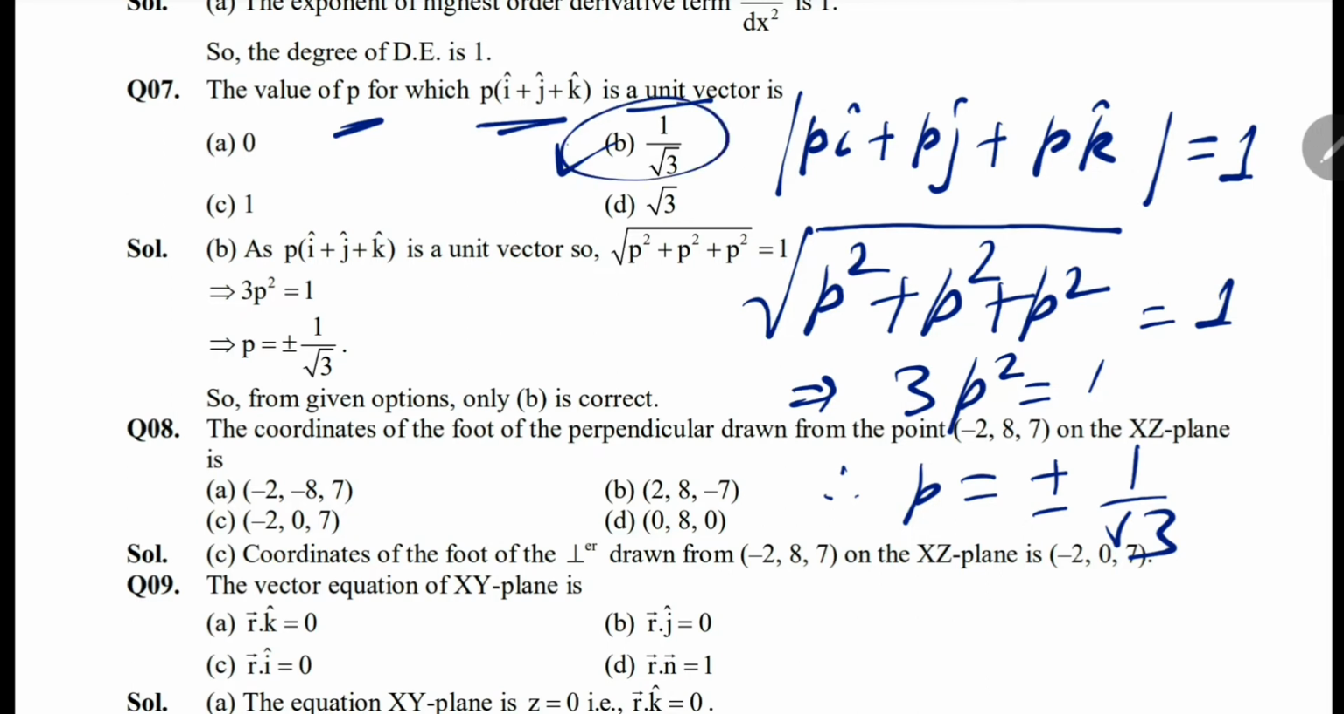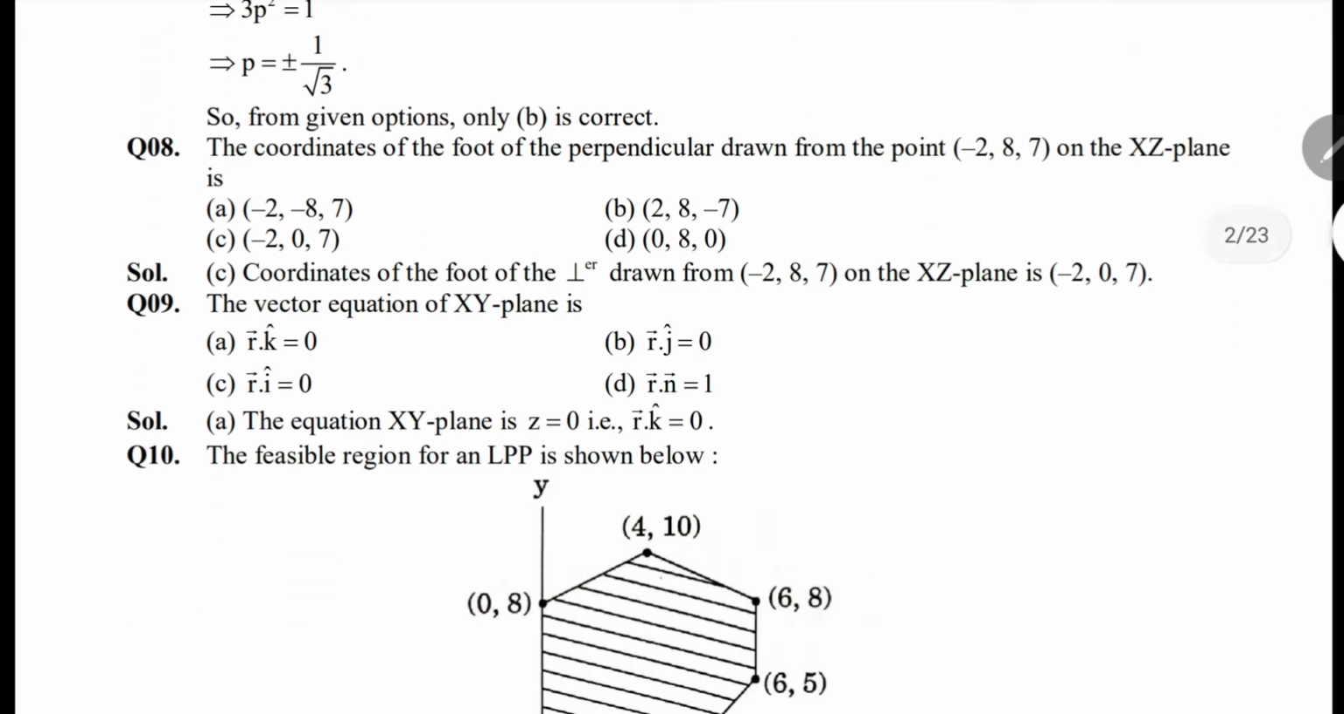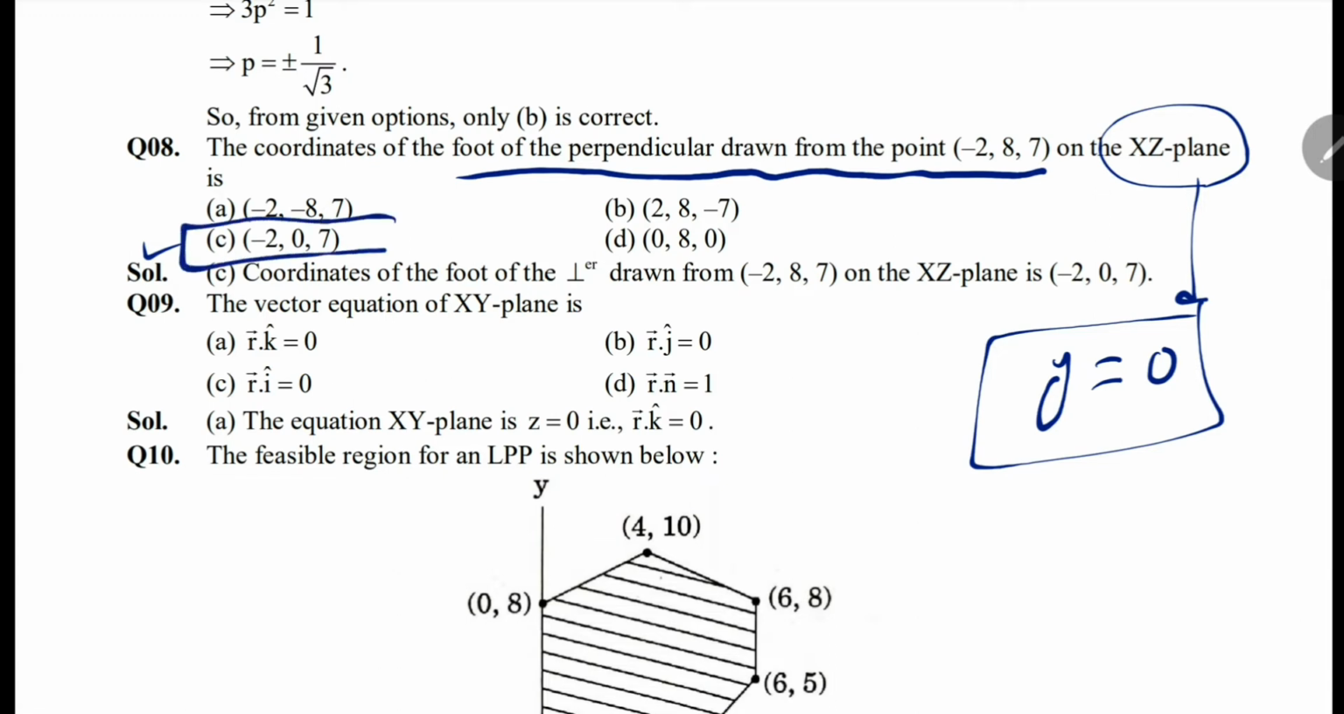Now moving to the next question, again it is a straightforward problem. Question number 8, the coordinates of the foot of the perpendicular drawn from the point (-2, 8, 7) on the xz plane. Keep in mind that in the xz plane the y coordinate will always be 0. So if you look at the options given, the y coordinate is 0 in option C. Therefore only option C must be correct for this problem.